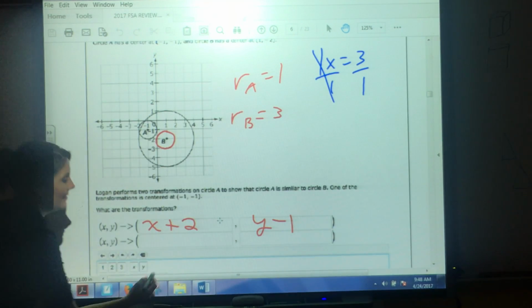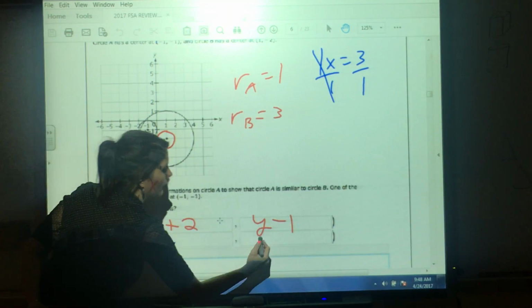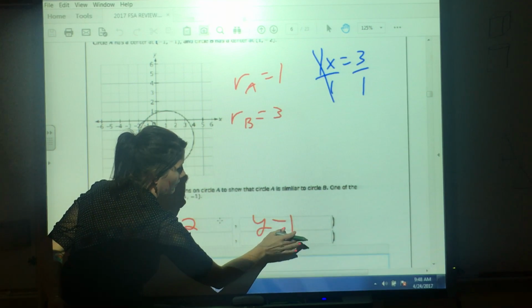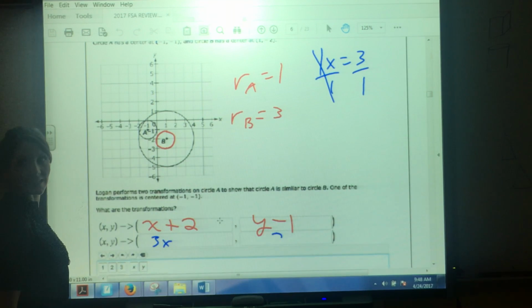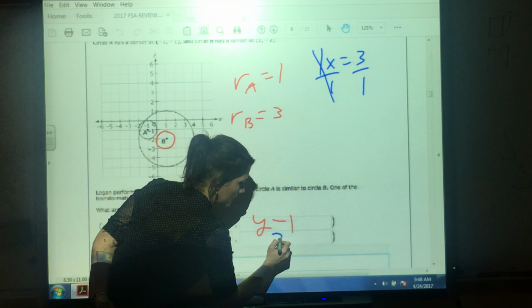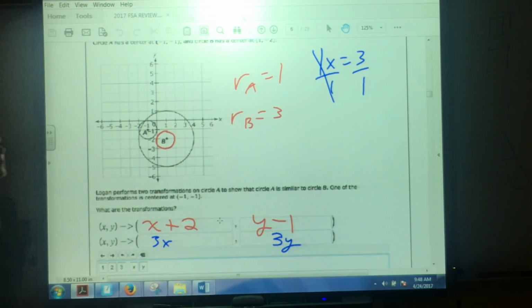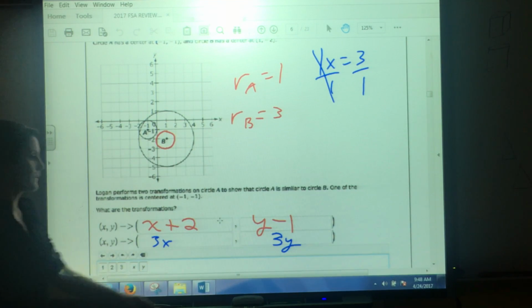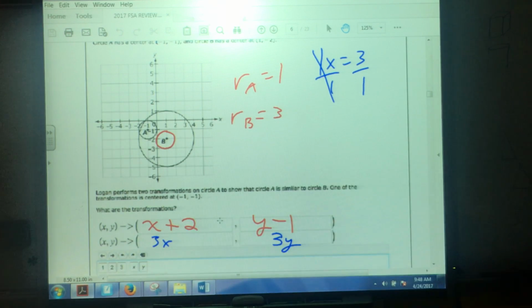So here I'm going to write 3x, and here I'm going to write, I'm asking, 3y, yeah. It has to be the same. Are we good? Okay. It's a guessing game.